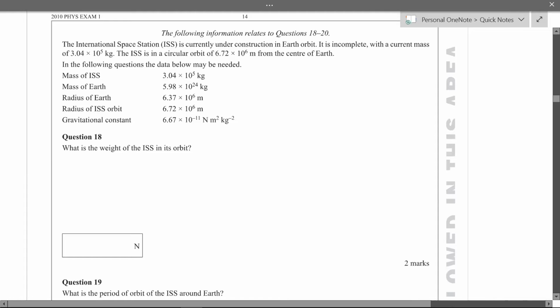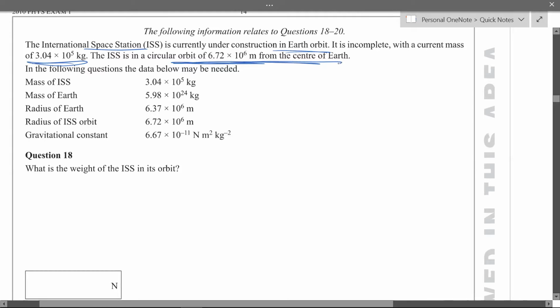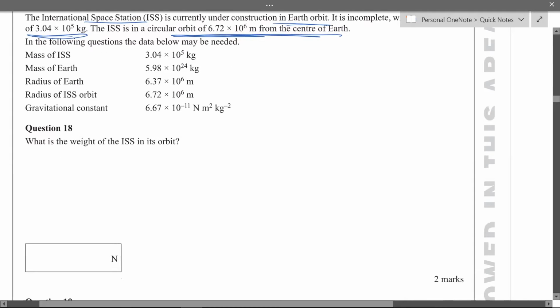Now we're on to gravitational forces and fields. We have the International Space Station. It's under construction, so it's being made in orbit. It's incomplete and has a mass less than what it would be when it's finished. It has an orbit measured from the center of the Earth, so that's good because we don't have to add the radius of the Earth. What is the weight of the International Space Station in its orbit?